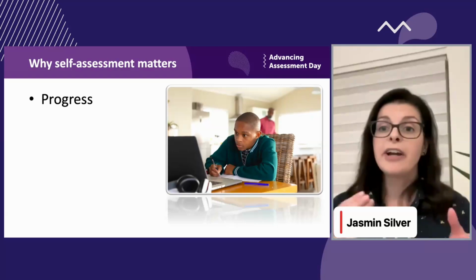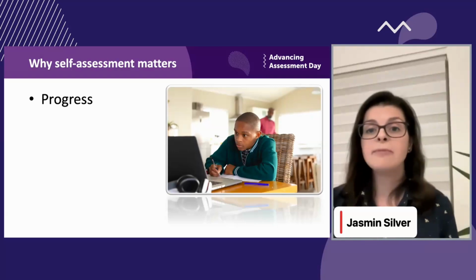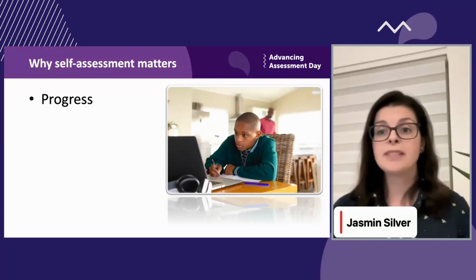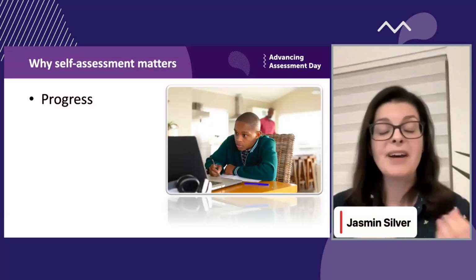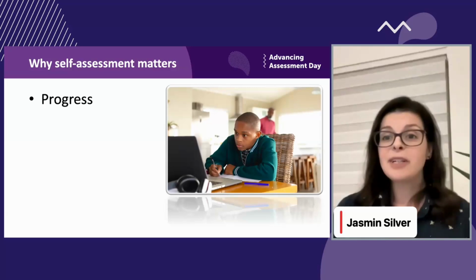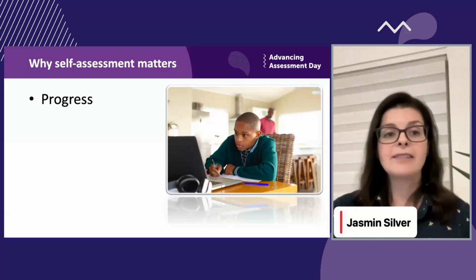So that could be very helpful when we're preparing for exams, but even if we're not preparing for exams, just if we want to keep improving, which I'm sure we all do, then self-assessment can be a really great tool to do that.